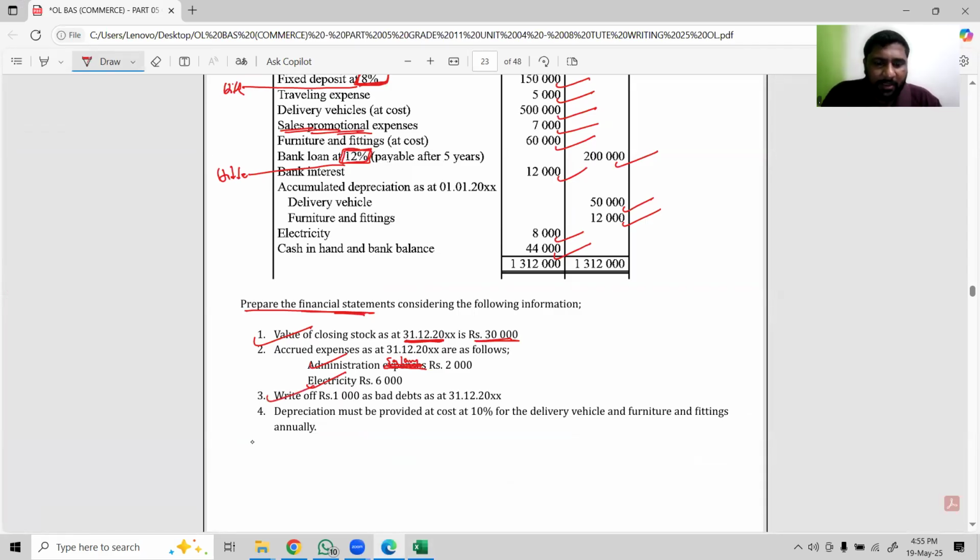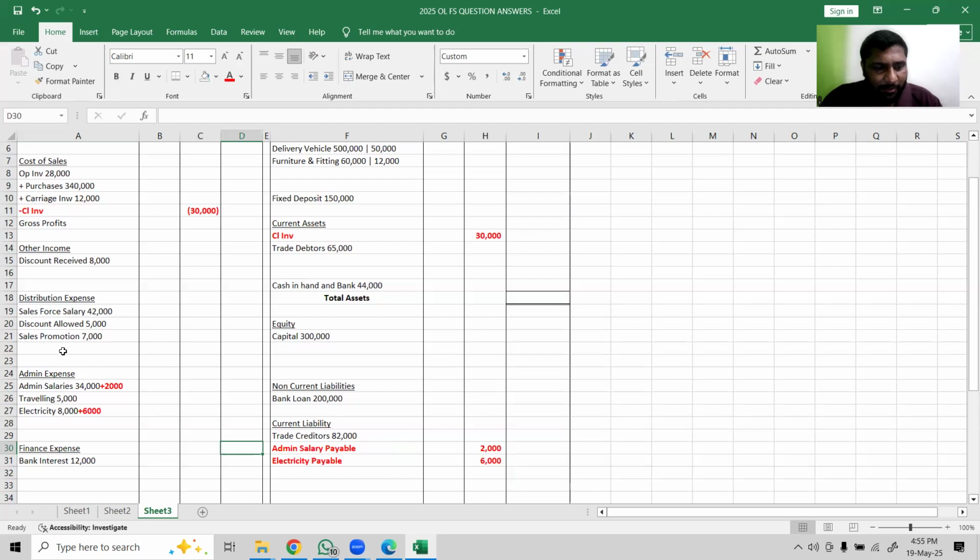Write off the bad debt 1,000. So bad debt is a distribution expense. Bad debt 1,000. Bad debt will reduce the debtors. Reduce the debtors by 1,000.